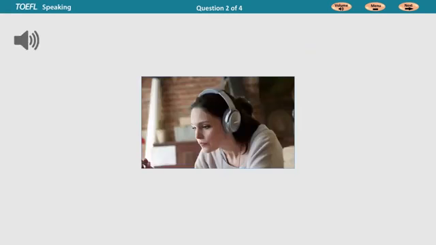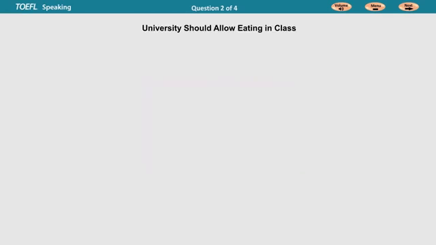Number 2. In this question, you will read a short passage about a campus situation and then listen to a talk on the same topic. You will then answer a question using information from both the reading passage and the talk. After the question, you will have 30 seconds to prepare your response and 60 seconds to speak. A student has written a letter to the university newspaper. You have 50 seconds to read the letter. Begin reading now.